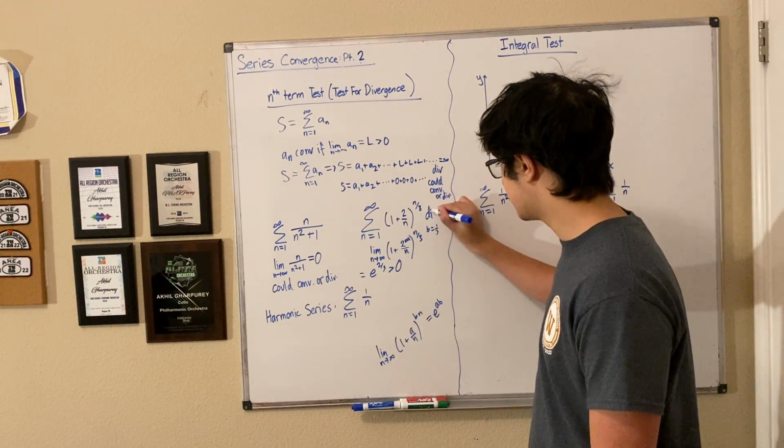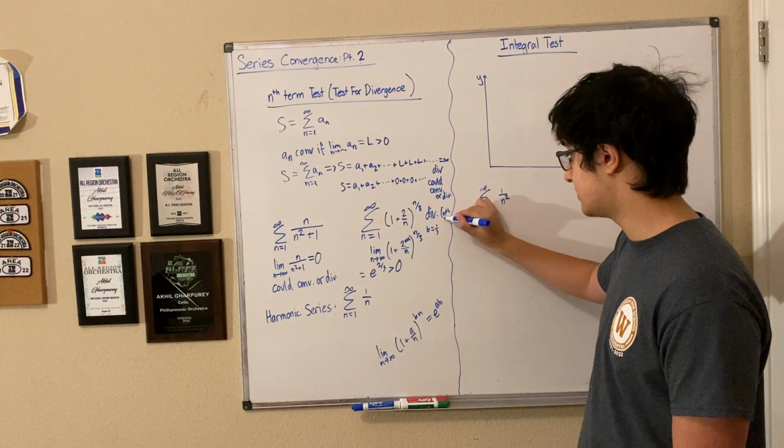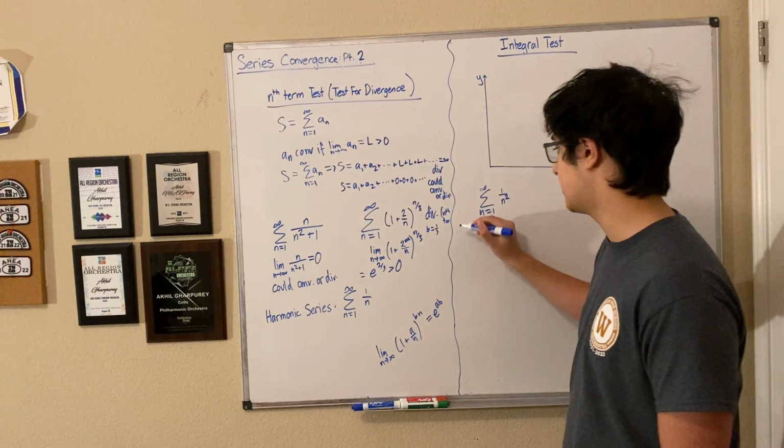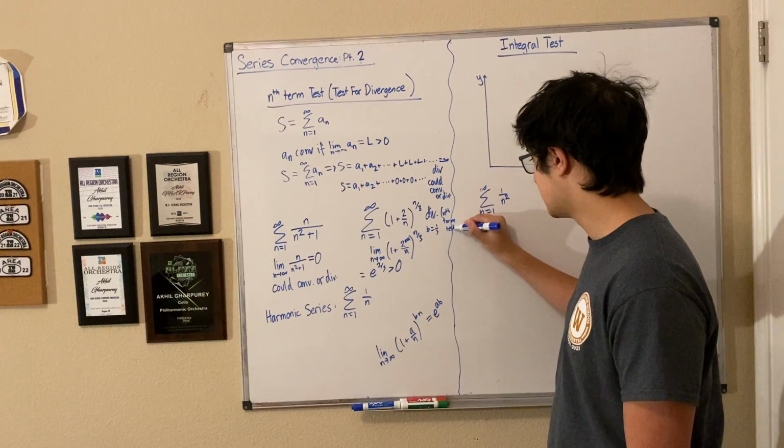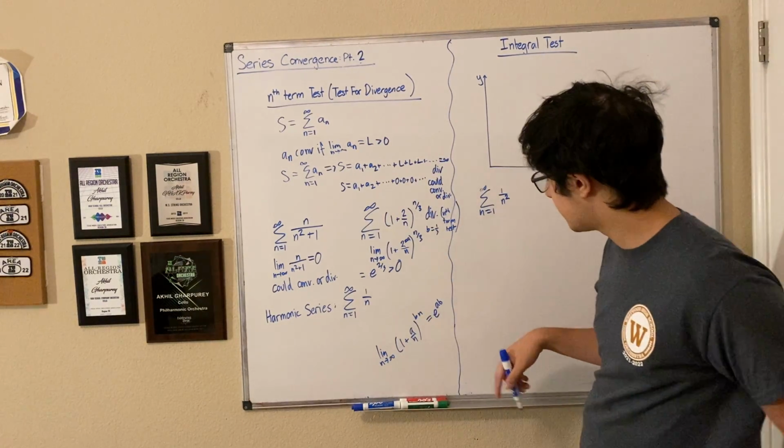So therefore, this will diverge by what we call the nth term test, which is what it says up here. Nth term test, which you can also call the test for divergence if you want.